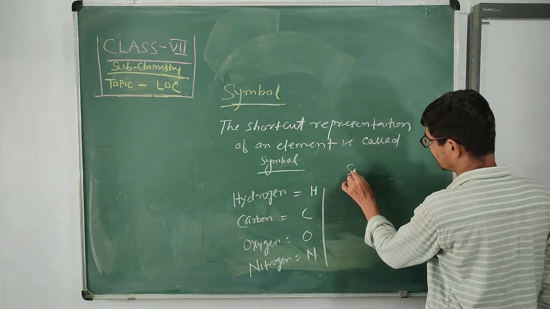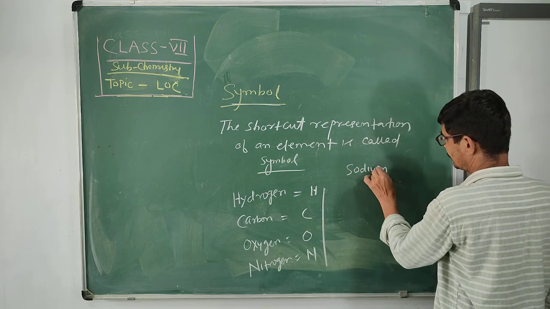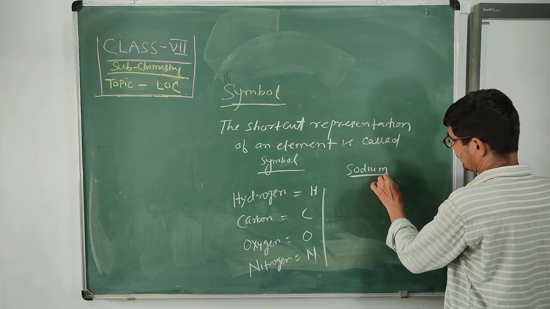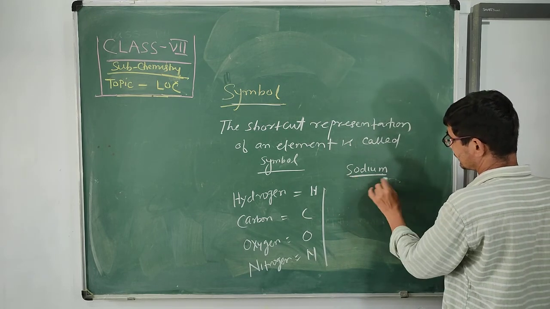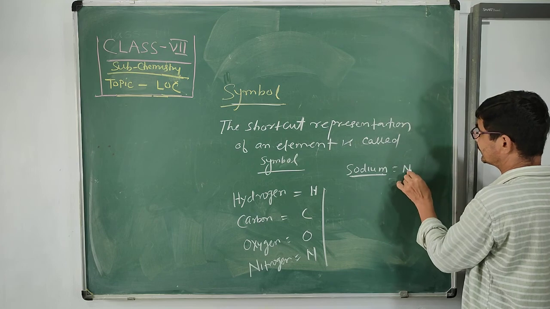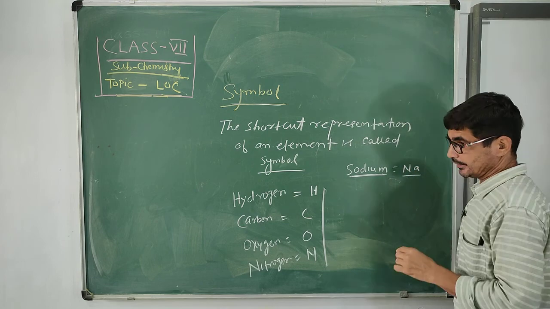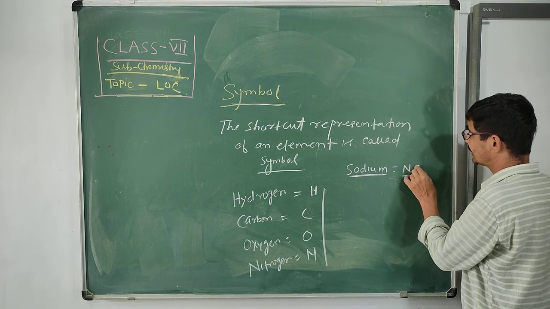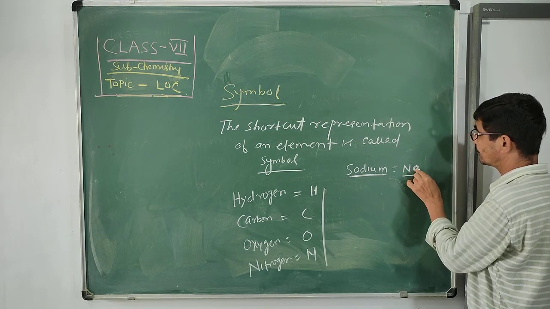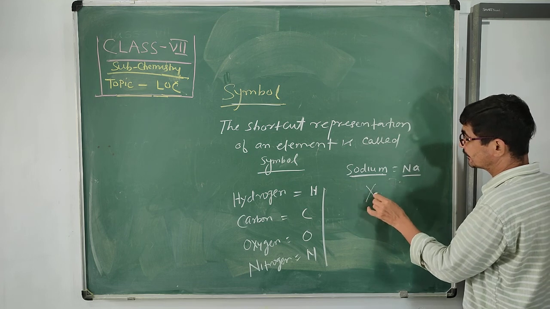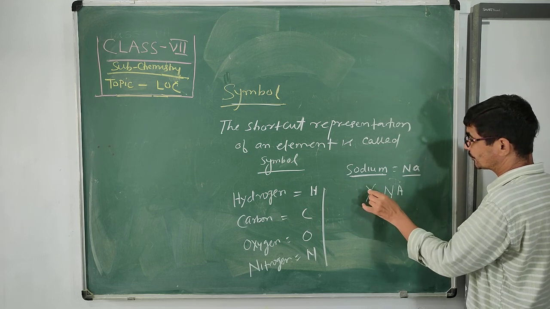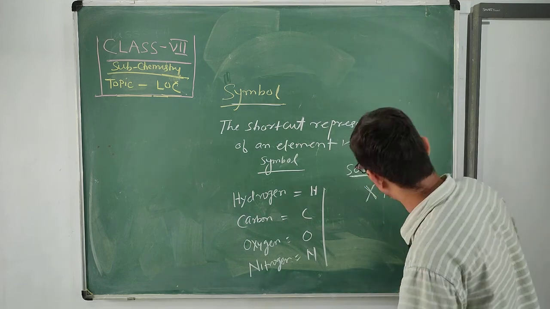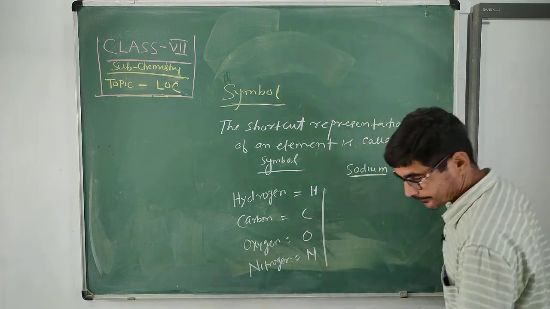But now in case of sodium, actually its Latin name is natrium. So what is its symbol? Its symbol is Na. In double letter symbol, the first letter should be capital while the second letter is small. You can't write NA. It is wrong. Na, first letter is capital, another is small. So this is the symbol.